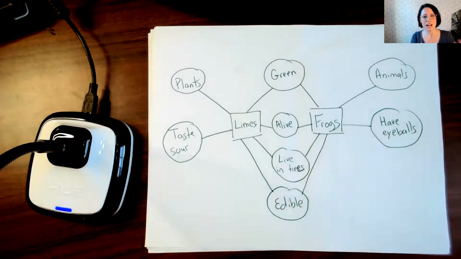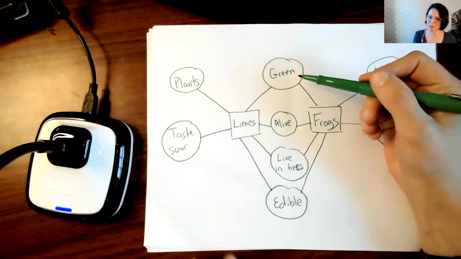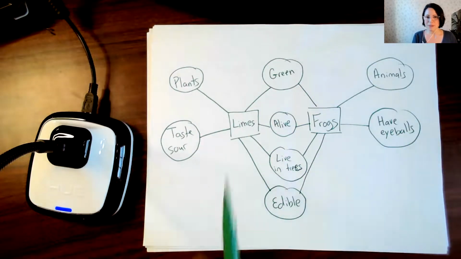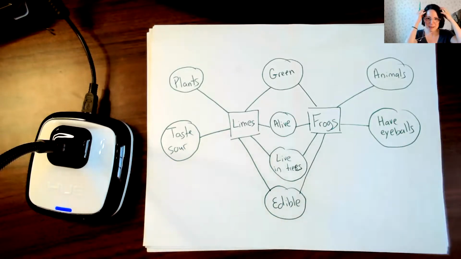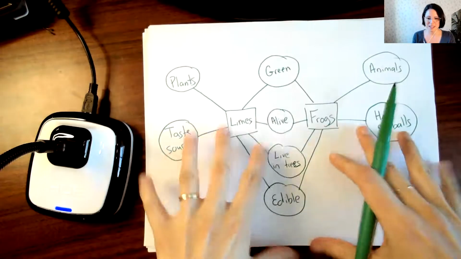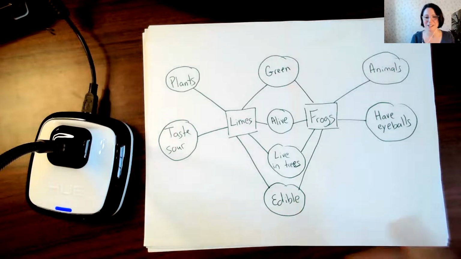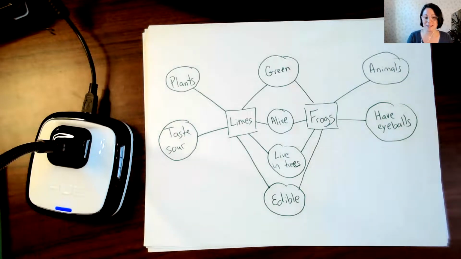So they can say, you know, limes and frogs have a lot of things in common, and they also have some differences. So some of the things that limes and frogs share in common are that they're both green, they're both alive, they both live in trees, and both edible. Some things that are unique to limes are, et cetera. So it's just a way of essentially getting what's in their brain out onto paper in a way that lets them visualize it. And so I think it's a really great technique that works really well in a lot of different subject areas. So that's going to be our example for limes and frogs.